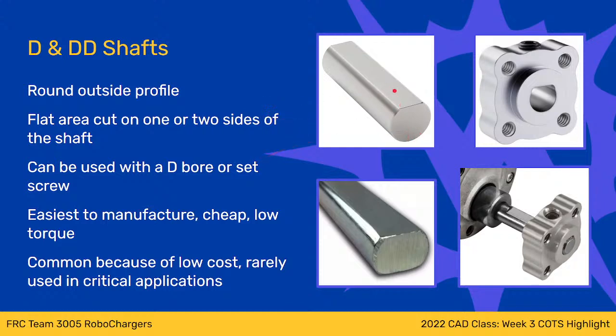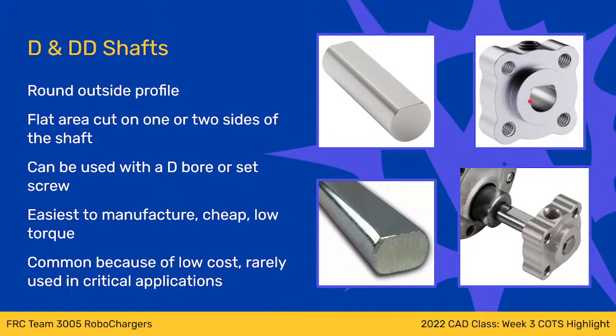The problem with a D shaft is its torque transfer is really bad. This is only useful for very low torque applications where cost is the number one concern. And there's two ways to use a D shaft, actually.